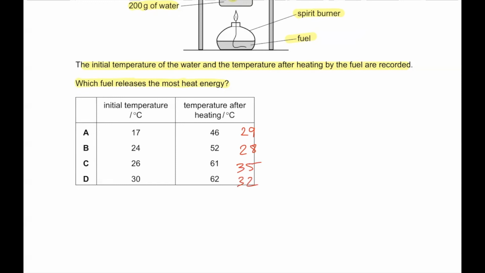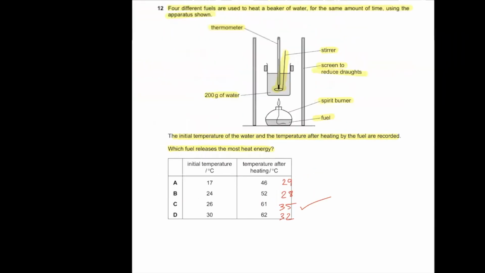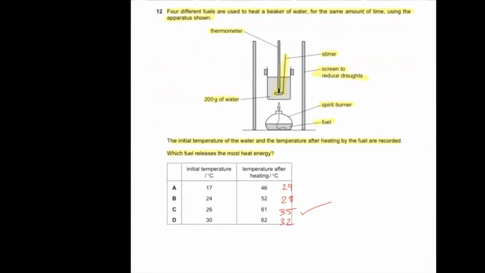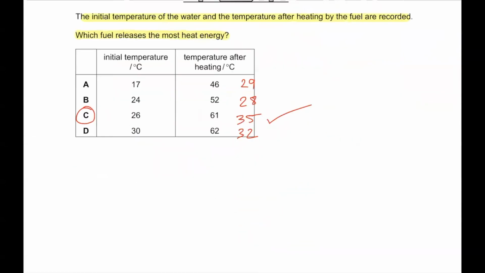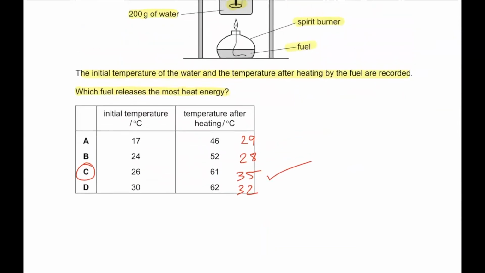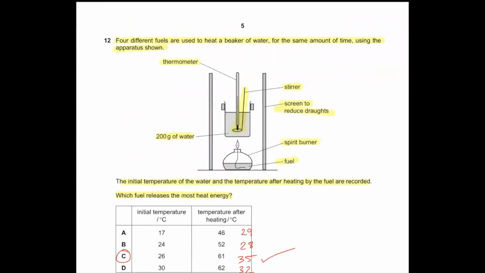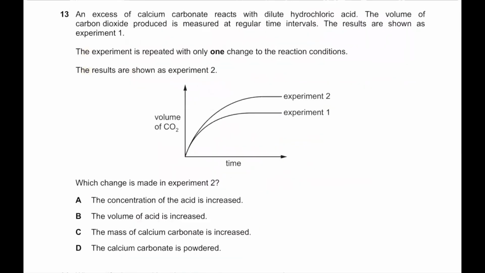The highest temperature change is in C. So definitely for question number 12, the answer will be C, because every other condition was kept constant. So since this particular fuel, the fuel C, produced the highest temperature change, so definitely it produced the most amount of heat energy. All right, guys, we're moving to question number 13.